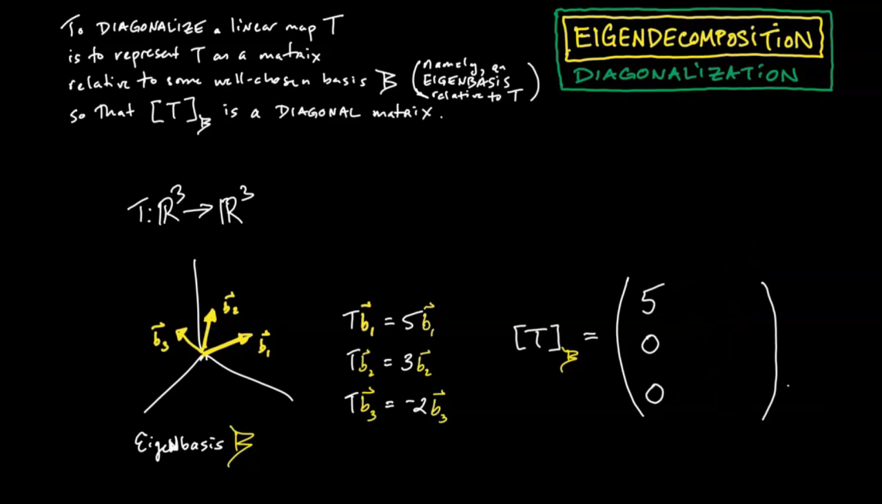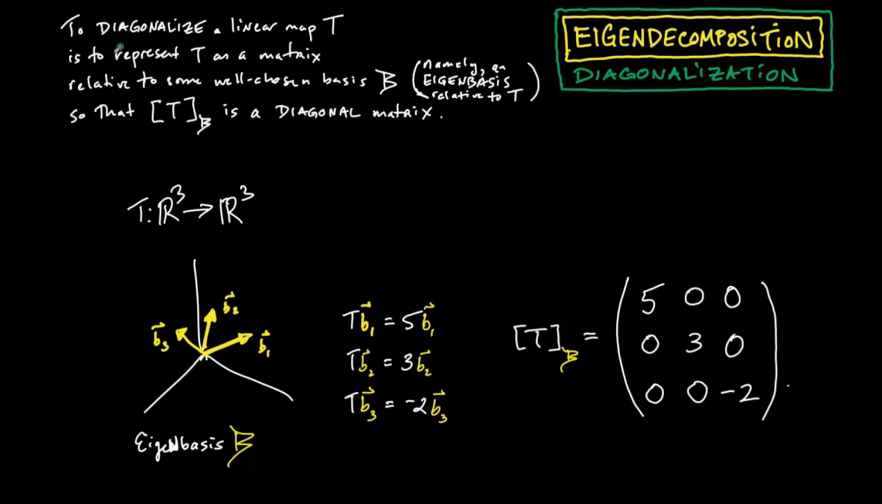The second column, which consists of the B coordinates of the image of the second basis vector, well, the image of the second basis vector is 3B2. So how many B1, B2, and B3 steps must I take to get to 3B2? Well, obviously, we take 3 B2 steps and none in the other directions. Same story for the last column. How many B1, B2, and B3 steps must I take to get to -2 B3? Well, obviously, we take -2 B3 steps and none of the other sort. And lo and behold, there is our diagonal matrix.